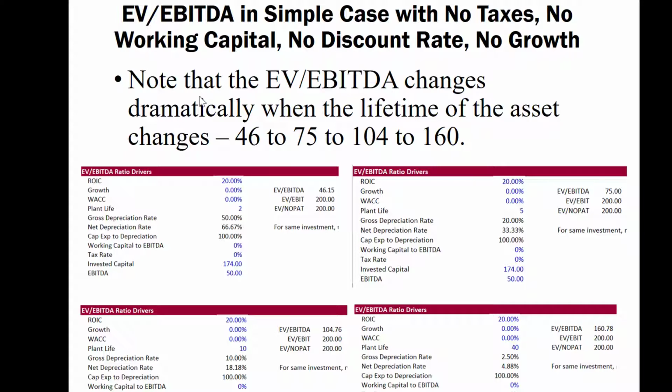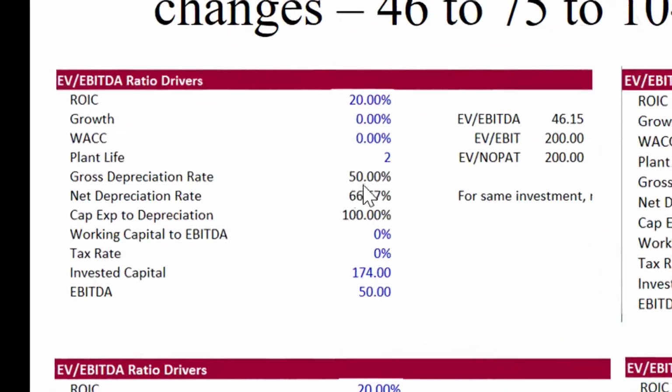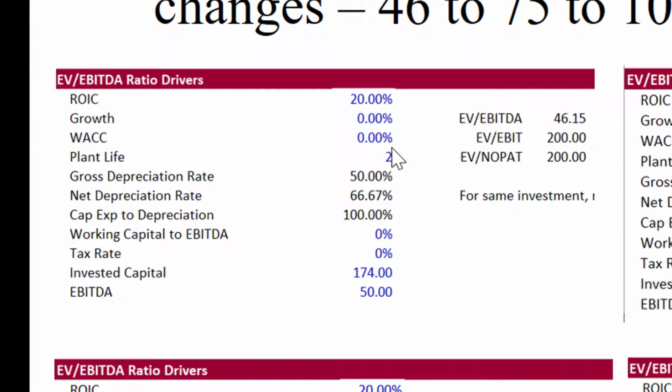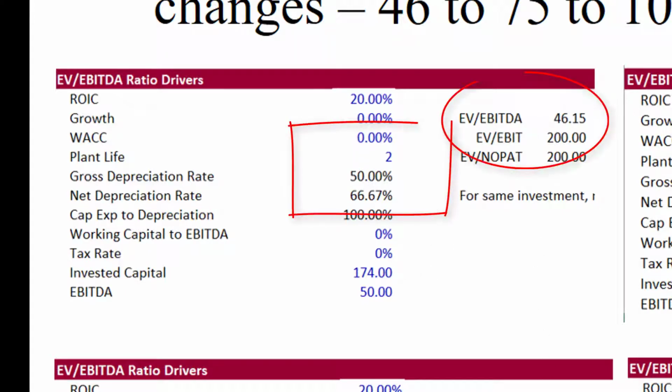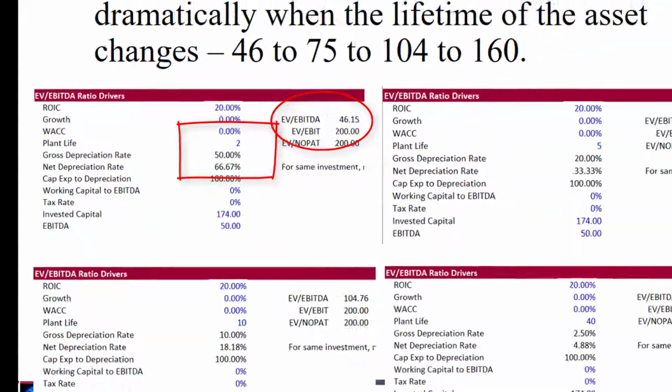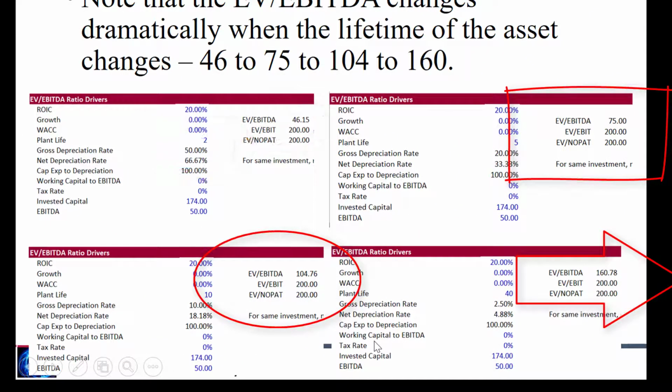So what I did here is I changed the asset life from 2, and I put 0 in for the growth rate. Everything else, I made it ridiculously simple. Only evaluating the asset life, and look at the EV to EBITDA. It starts at 46. Notice the EV to EBIT and the EV to NOPAT, since I put 0 tax rates in, those are the same. But this goes from 46 to 75 to 104 when we have a really long term, to 120. The asset life has an enormous effect.